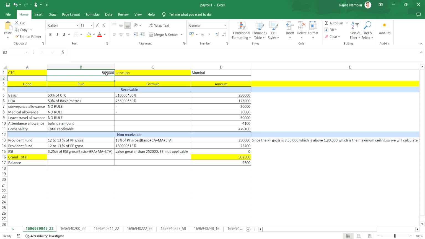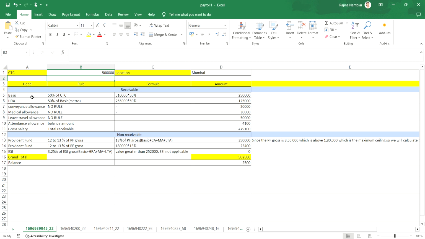Today we're going to discuss the CTC structure, how you form a CTC structure. For example, if I take a CTC of 5 lakh and the location to be Mumbai, then as an HR, how do you decide the CTC? It is decided through certain components. The general components I discuss may further vary depending upon the compensation and benefit policy of each company. So these are general components, right?